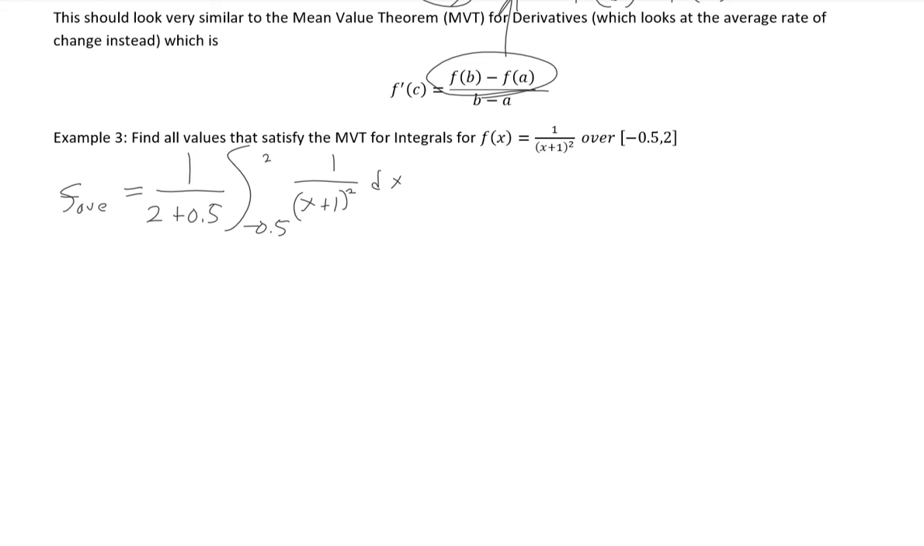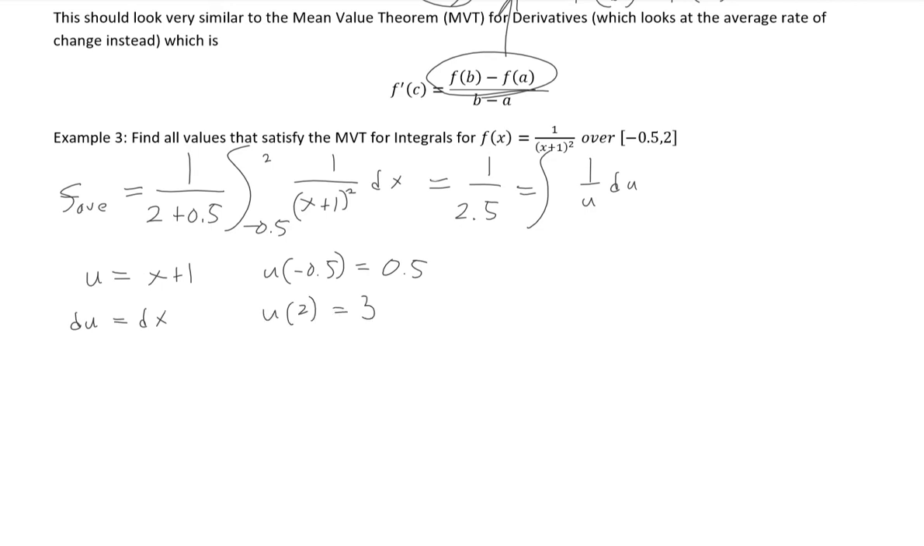Now, if you're worried about this one, you can also use substitution. You could say u is x plus 1, and du is simply dx. That makes a very easy u sub. So that gives you 1 over 2.5, which is actually 2/5, equals 1 over u du. The bounds of integration we can then change and say u of negative 0.5 gives me positive 0.5, because that'd be negative 0.5 plus 1. And then u of 2 will give me 3. So 0.5 up to 3.